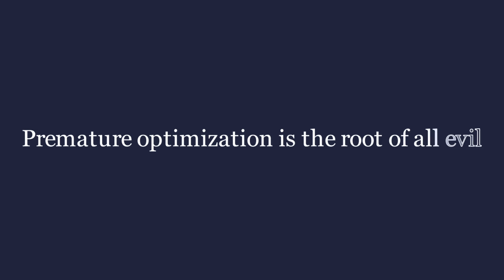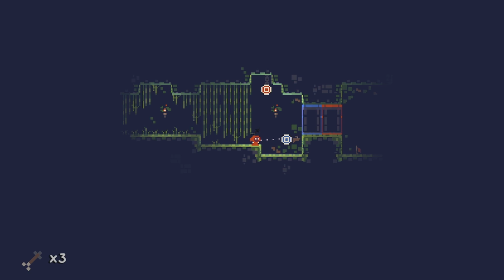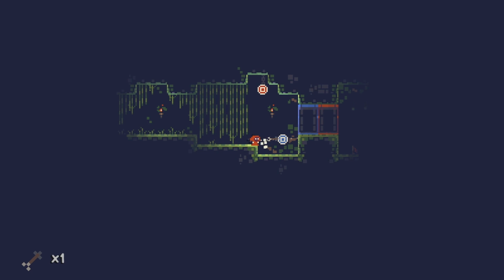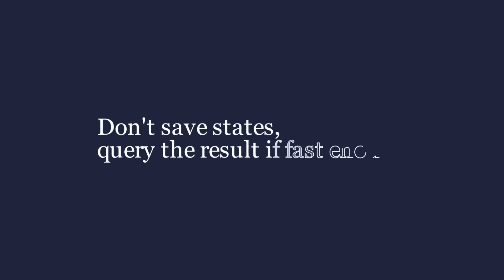You might have heard that premature optimization is the root of all evil. This is not an excuse to write bad code, but in my case, it's an example where an optimization like this won't bring any benefit. As you can see, you don't notice any frame drop when I shoot the targets. This is because this unoptimized system is called rarely, at most once every few seconds. In general, you shouldn't save states about your program, but rather query them dynamically if possible.